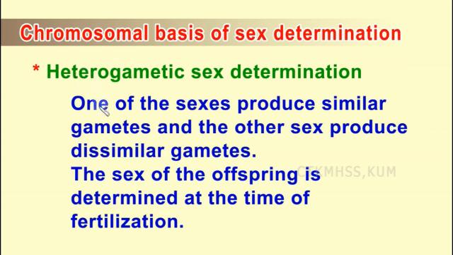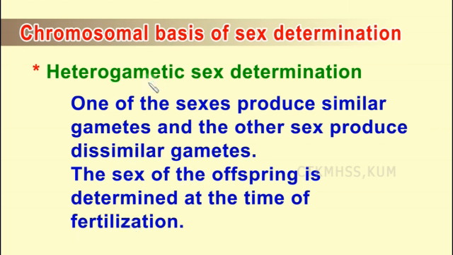Heterogametic means 2 types of gametes will be present. Here, one of the sexes produces similar gametes and the other sex produces dissimilar gametes. Similar gametes means, if you take a human being as an example, XX in the female, whereas in the male XY. So one sex produces similar gametes and the other sex produces dissimilar gametes, and the sex of the offspring is determined at the time of fertilization. So this is heterogametic sex determination.